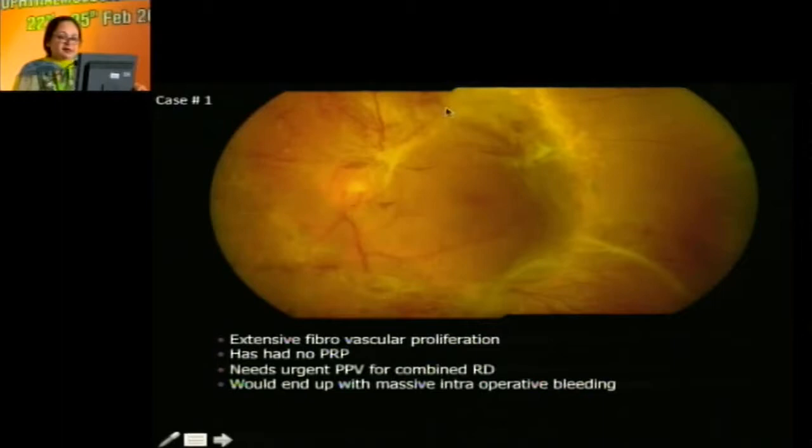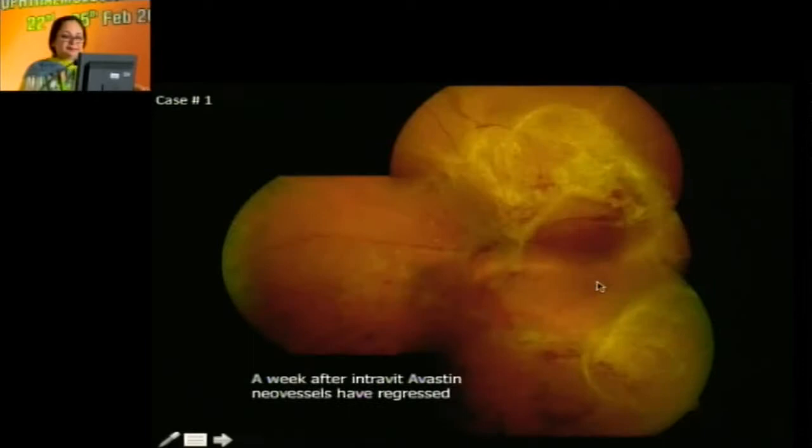For example, this is a case. You have this detachment, you have these fibrovascular fronds, and you can see there is a convexity here because it has developed a hole and there is now combined retinal detachment. So he needs PPV for the combined detachment and has not undergone any pan-retinal photocoagulation. But you also understand in presence of these fronds, they are likely to bleed the moment you try to peel off these membranes. This is the same patient who receives anti-VEGF injection.